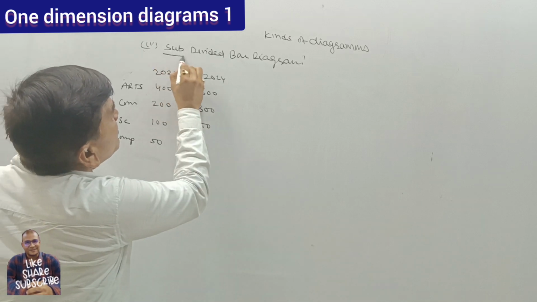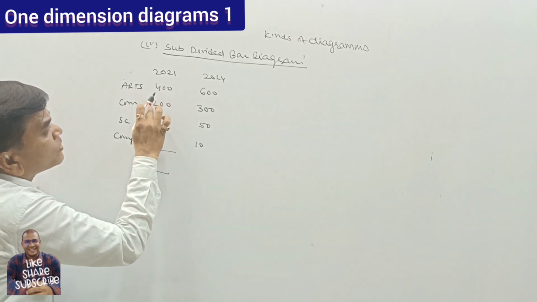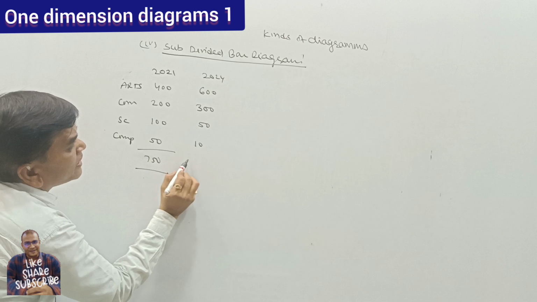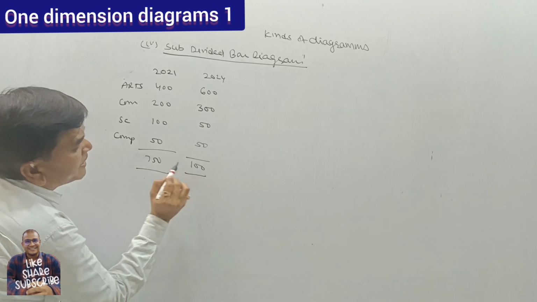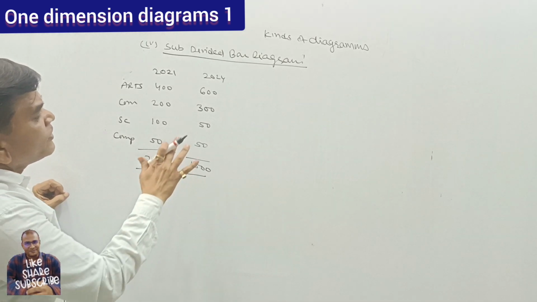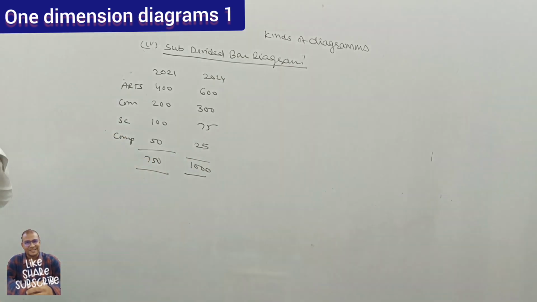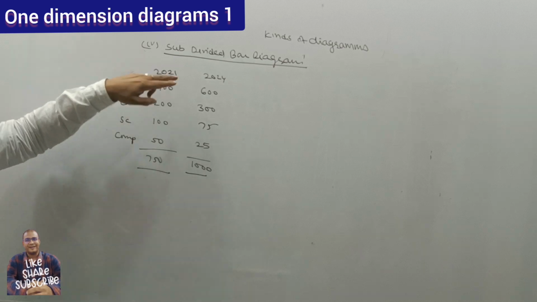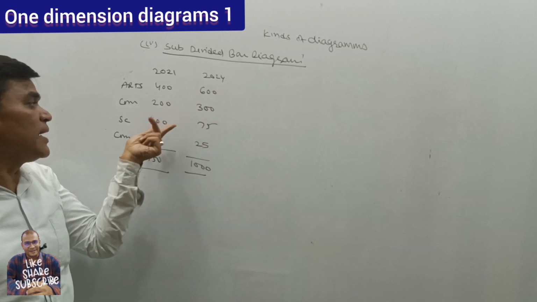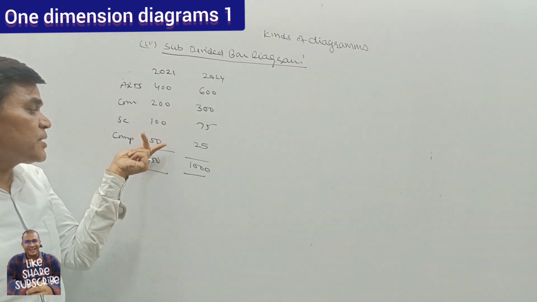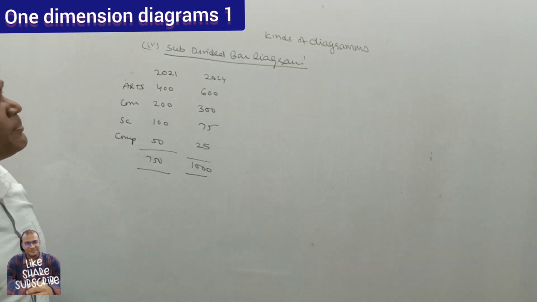So we can have a subdivided bar diagram. We will say the total. The total is 750, 1000. Science decreases to 75 and computer to 25. So the data is like this: arts 400 increases to 600, commerce 200 increases to 300, science 100 decreases to 75, computer science 50 decreases to 25. So we are to draw the subdivided bar diagram.